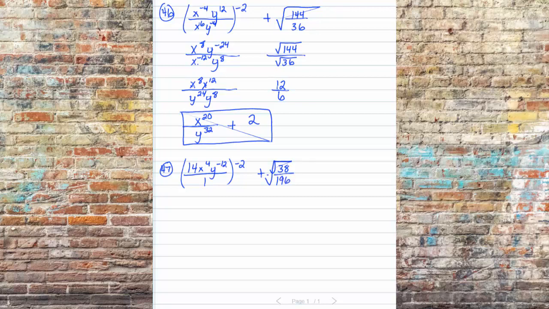Again, I'm going to work one term at a time, so I'm going to start with my term on the left. Remember that the 14 has a power of 1. So I'm going to apply my power to powers rule. 14 to the power of 1 raised to the power of negative 2. So 1 times negative 2 is negative 2. Will leave me with 14 to the negative 2nd power. X to the 4 times negative 2 would be x to the negative 8 power. Y to the negative 12 times negative 2 would be y to the 24th power. All over 1 to the negative 2nd power.